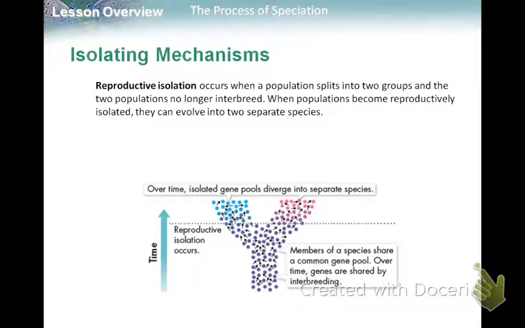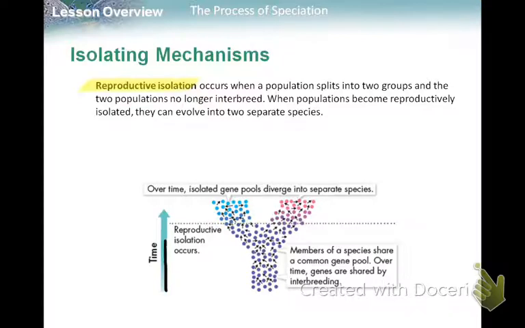What has to happen in order for two species to form from a common ancestor? Reproductive isolation has to occur. There are different ways that reproductive isolation can happen, but if they are separated so that they can't produce fertile offspring, then that's where you see that two different species have come along.